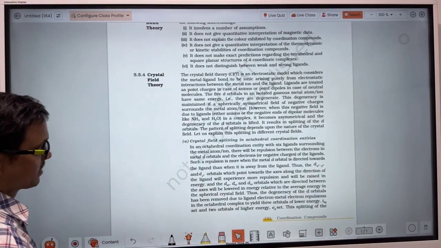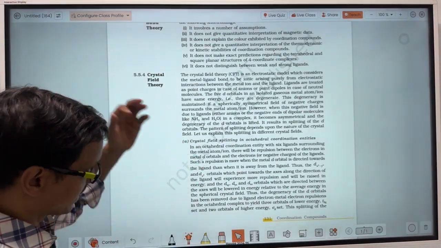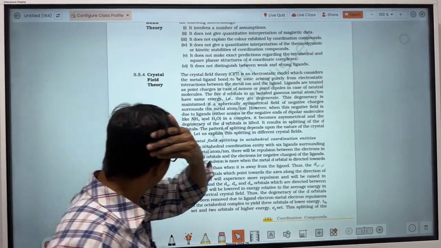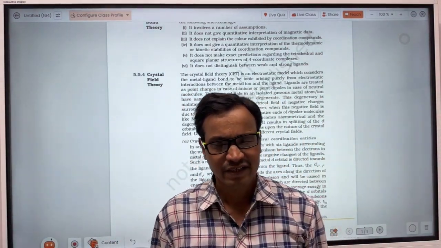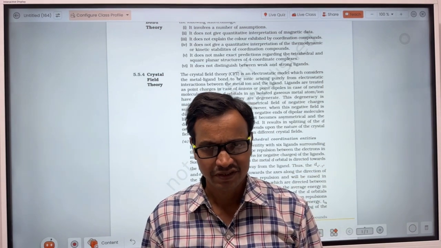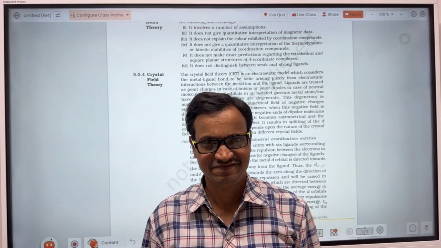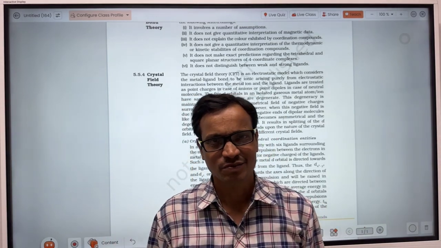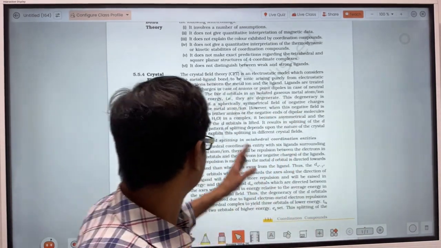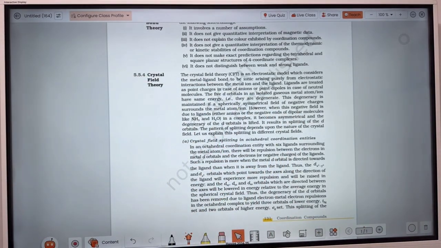First one, crystal field splitting in octahedral complex. The crystal field theory has explained why the coordination compound shows color. In addition to that, it has also predicted the shape of the molecule. So let's see: first is crystal field splitting in octahedral coordination entity.